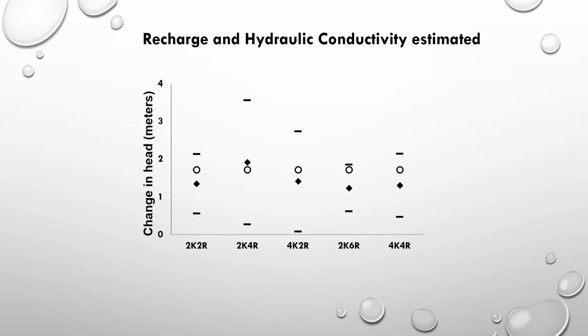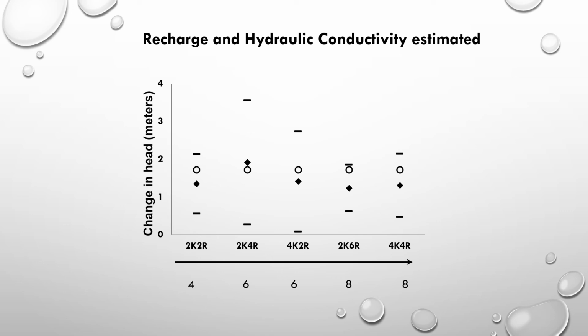Here is another example with results presented in a slightly different way. In this example, both recharge and hydraulic conductivity are estimated. And we have increasing model complexity from left to right. However, you can see that some of them have the same number of parameters. The second model with 6 parameters has 2 zones of hydraulic conductivity and 4 zones of recharge, whereas the third model has 4 zones of hydraulic conductivity and 2 zones of recharge. So although they have the same number of parameters, they have different model structures.